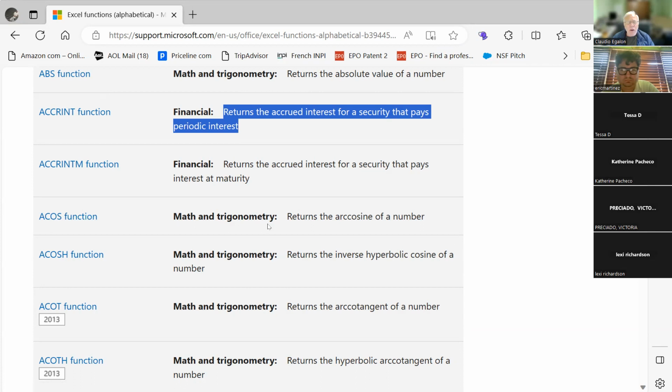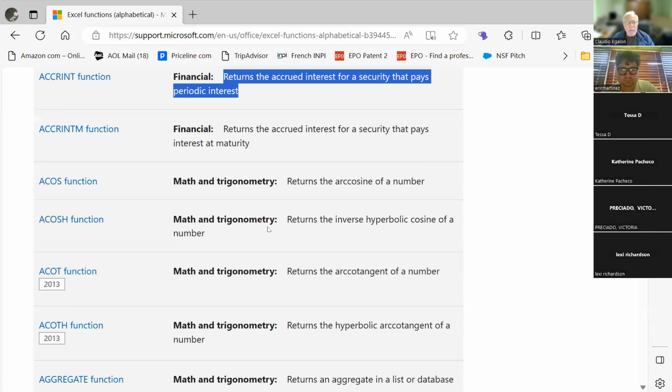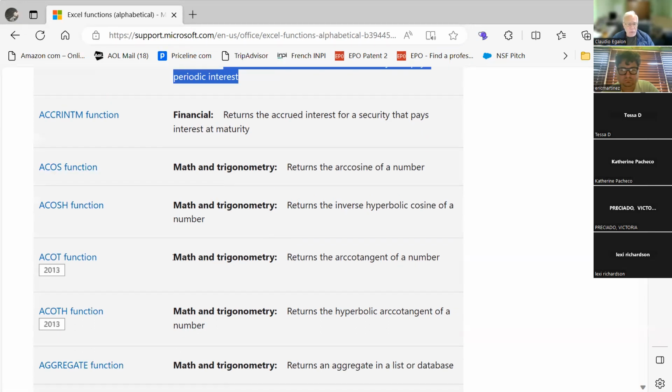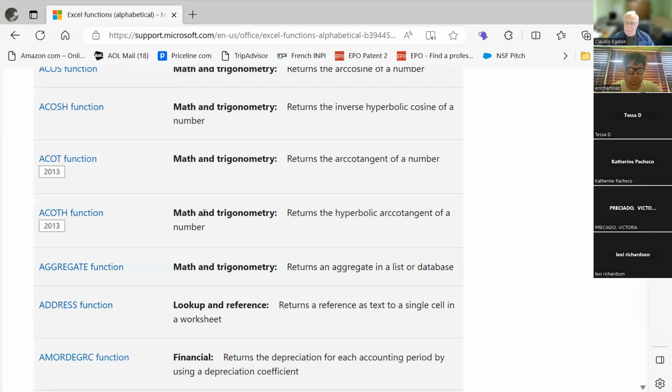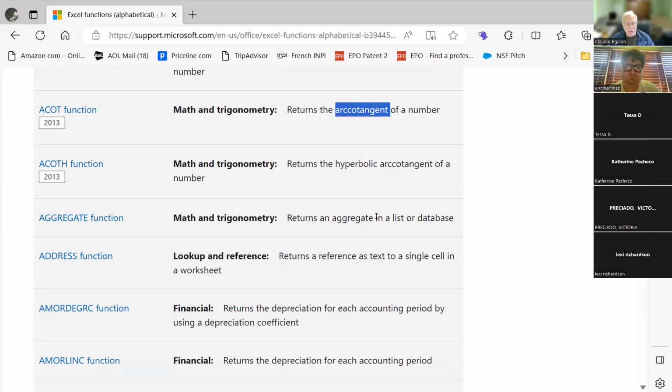Most of those functions we are not going to use throughout the semester, okay? But we are going to use cosine, arc cosine, sine, arc sine. Here you go, return the hyperbolic cosine. I don't think we're going to use hyperbolic cosine. We may use arctangent, and so on. Hyperbolic arctangent, I don't think we're going to use that.